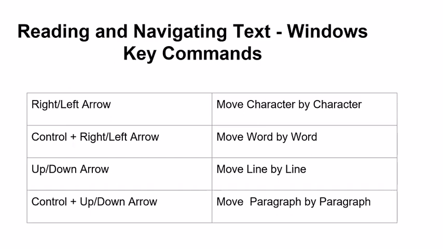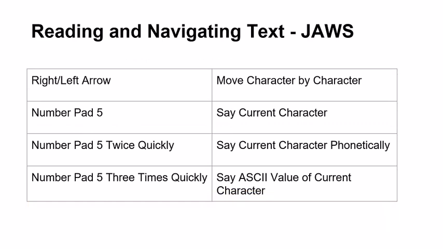So moving into what these commands are, your right and left arrow are going to move character by character. Control plus right and left arrow, so adding the control key, will move word by word. Up and down arrows move line by line, and control up or control down will move paragraph by paragraph. These commands are specific to JAWS, and some of them, by the way, will be the same as NVDA, but there are some slight differences. So I'm just putting both sets out there and kind of letting you determine which is different based on what your needs are going to be and which screen reader you're going to be using.